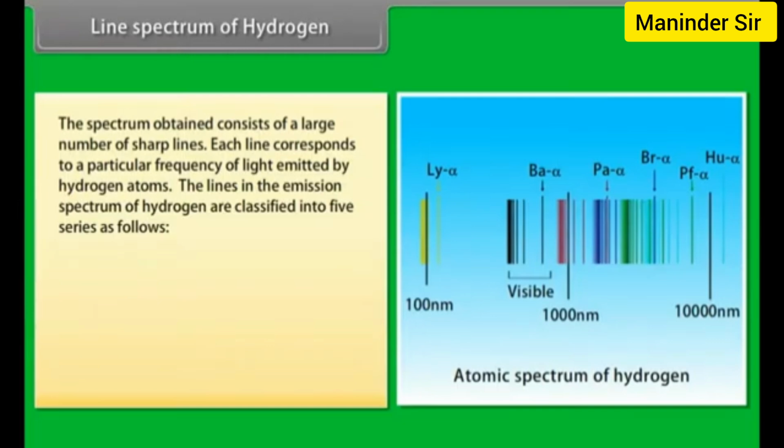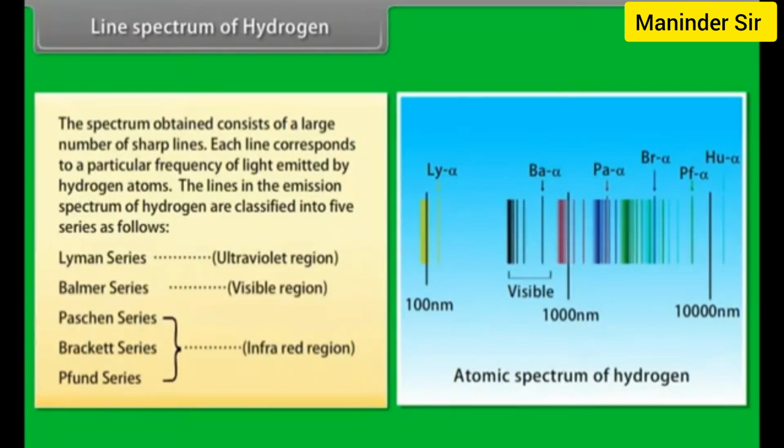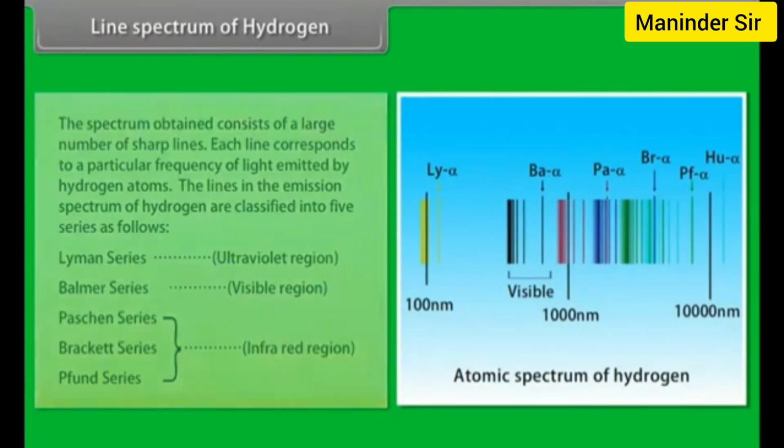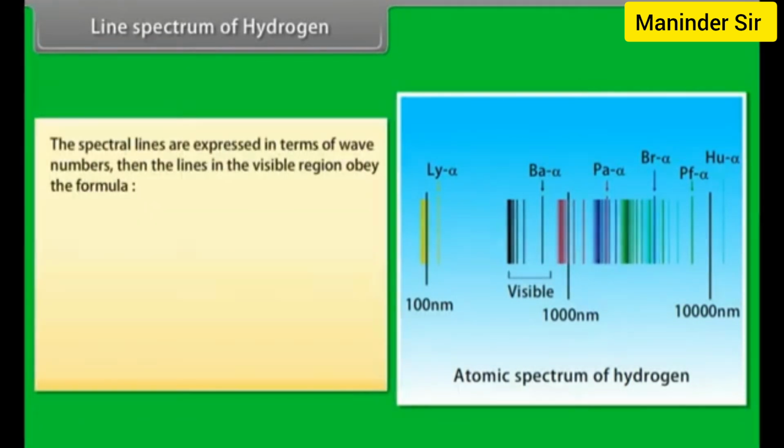The lines in the emission spectrum of hydrogen are classified into 5 series as follows. Lyman series, it is in ultraviolet region. Balmer series, it is in visible region. Paschen series, Brackett series and Pfund series, these are in infrared region. The spectral lines are expressed in terms of wave numbers.